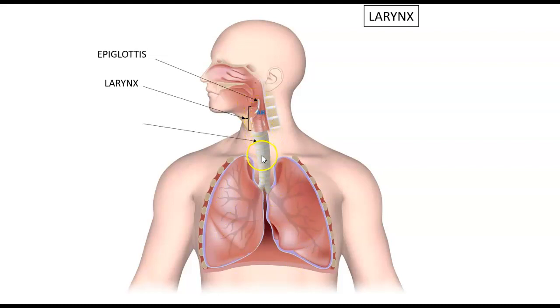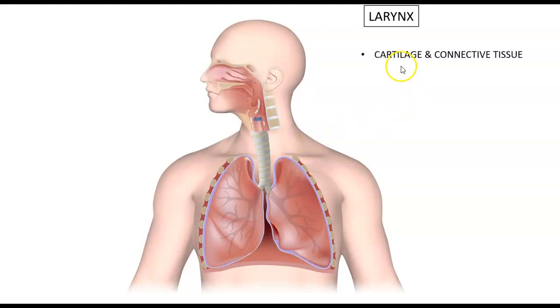And as we move further down the larynx, we have our trachea. And posterior to the trachea, we have an area called the esophagus. This is where all the food is going to go and eventually into the stomach.